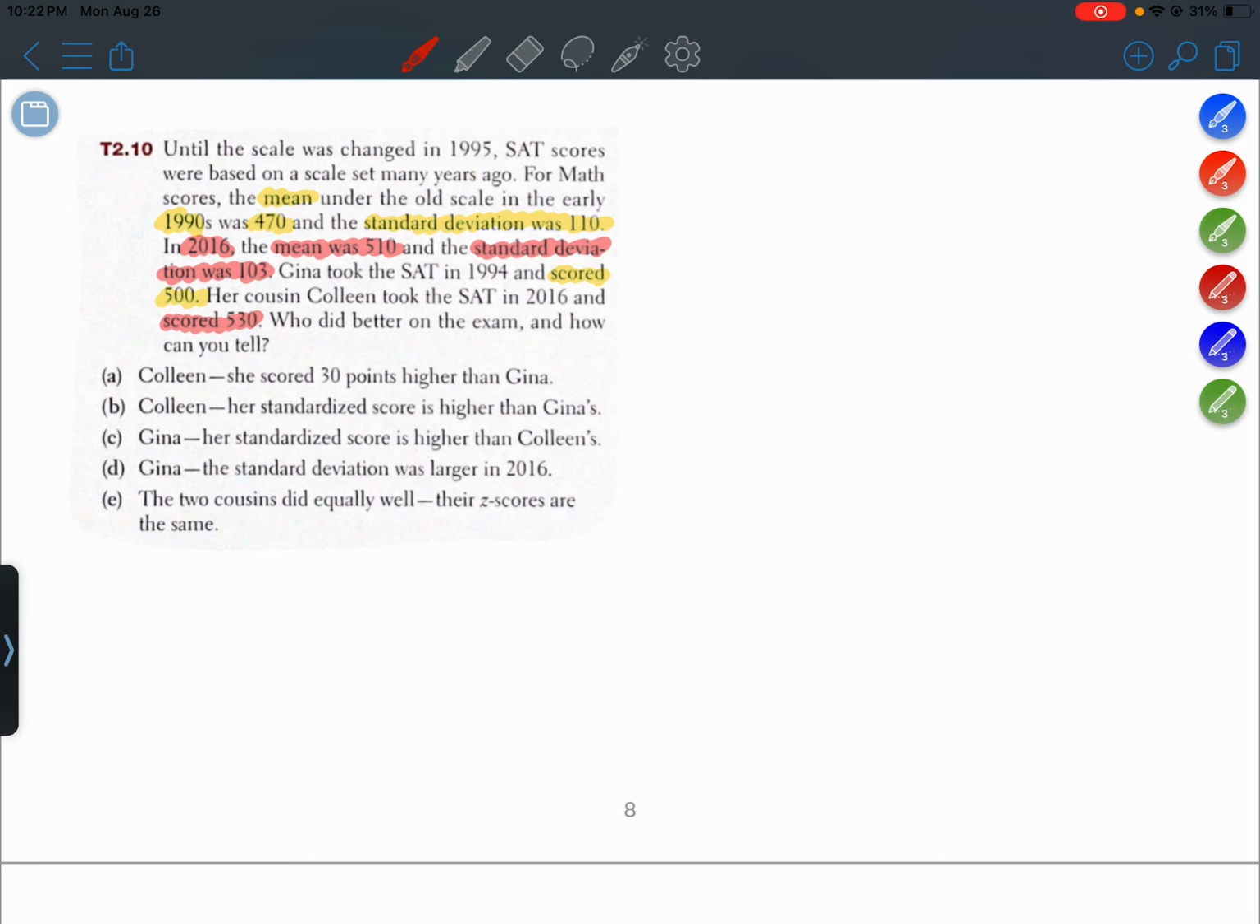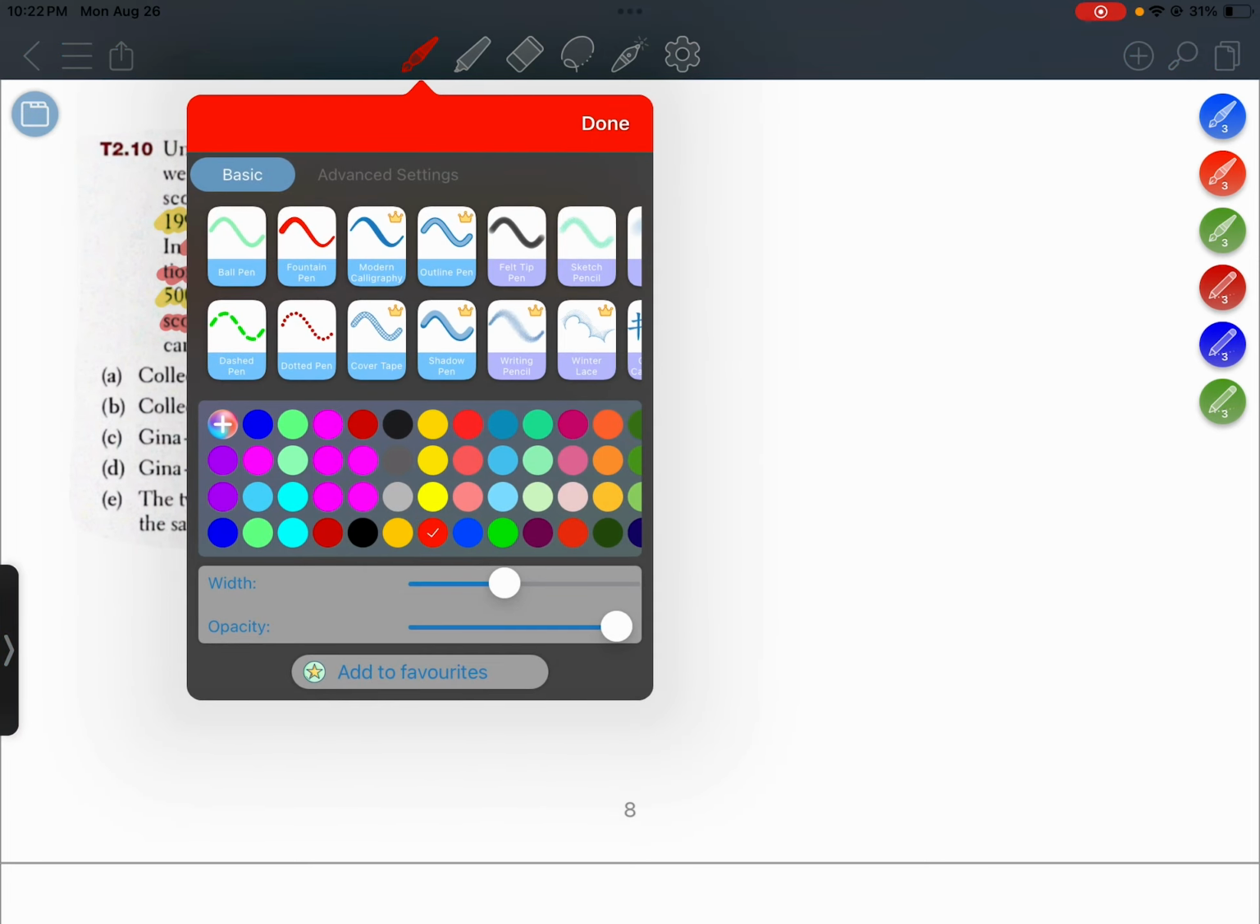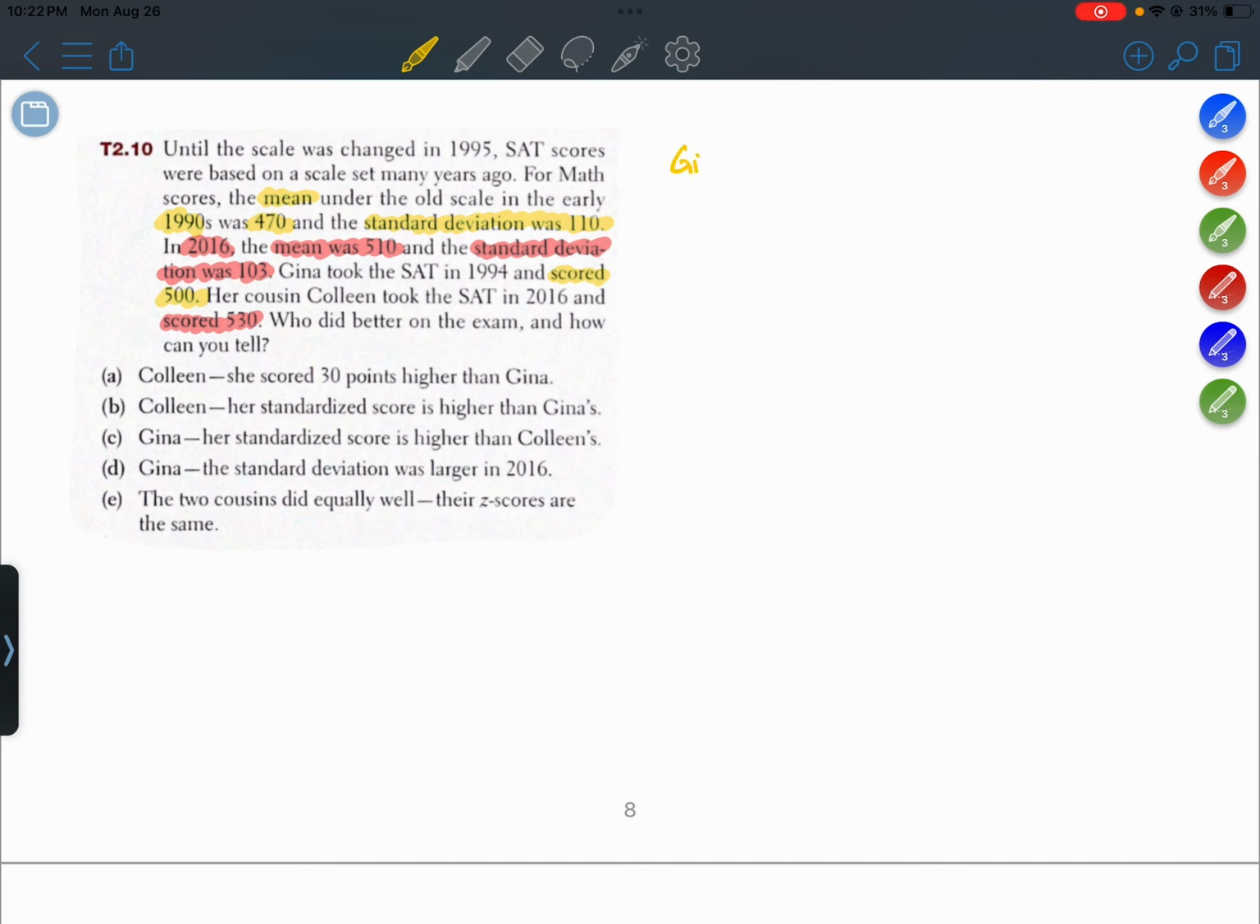Sure, Gina. All right, so Gina's actual score was 500, the mean was 470, and the standard deviation was 110. So Gina's z-score is 500 minus 470 over 110. 3/11ths, 0.27 repeating. All right, so she only scored like a quarter of a standard deviation, not even a full standard deviation above the mean.